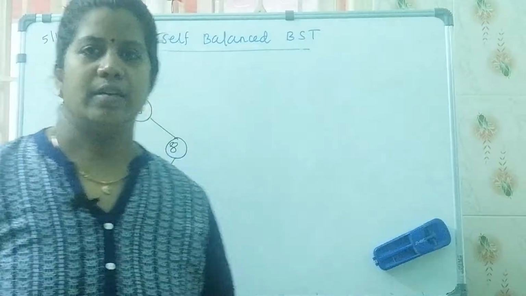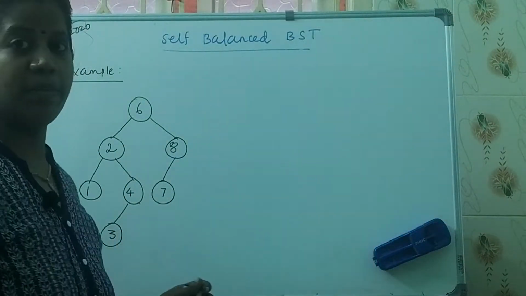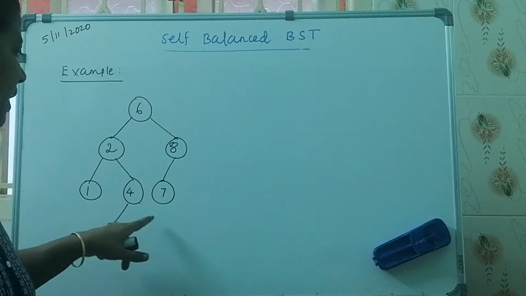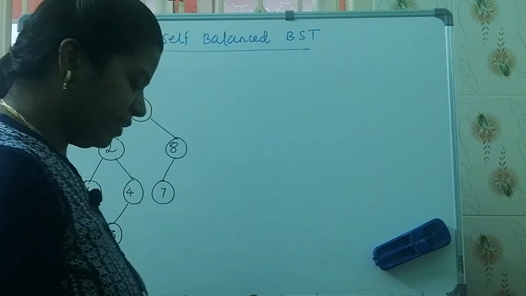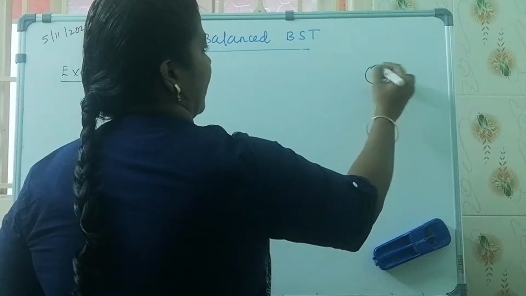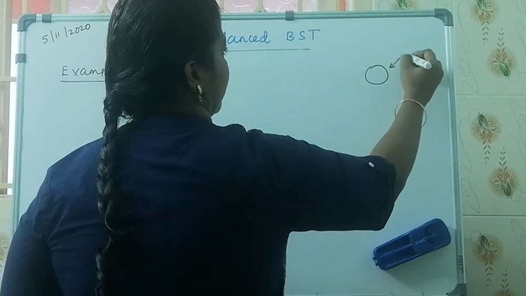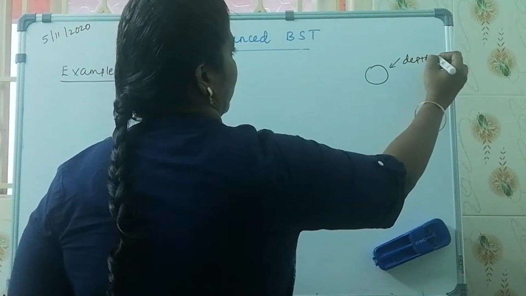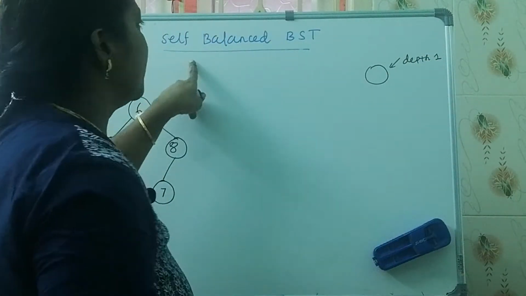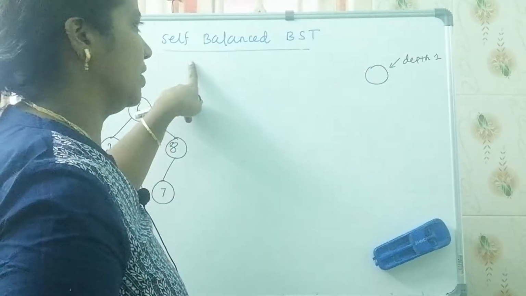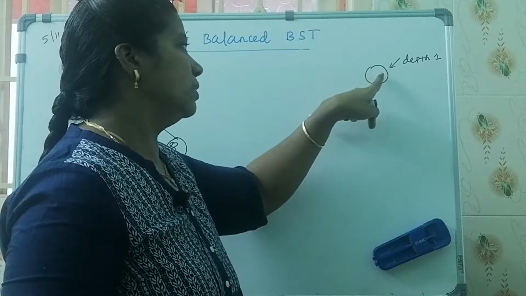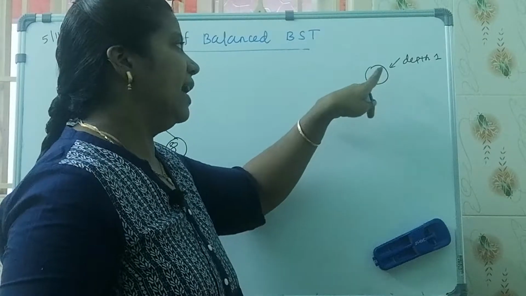Now let us calculate the balance factor for this given binary search tree. Now let us redefine the height of the binary search tree, which is slightly different from the earlier one that we had. Earlier we had that the root is at depth 0. Now I am going to change that the root is at depth 1 for the purpose of self-balanced binary search tree. Okay.